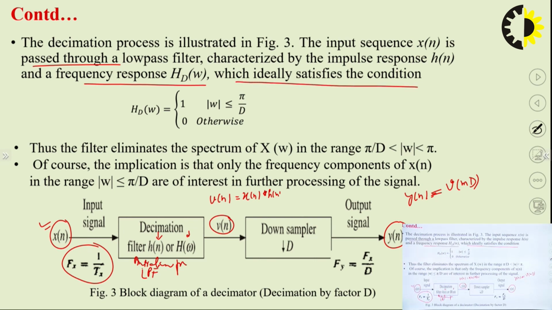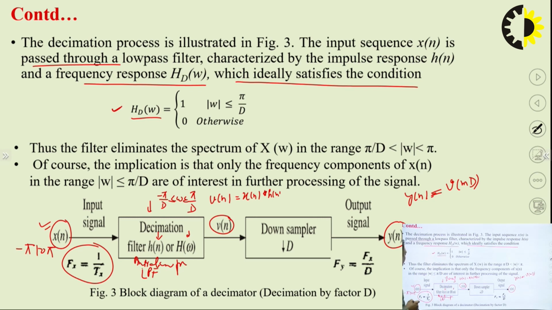If we take this low pass filter as an ideal filter, the frequency response of this decimation filter, which is why we write it Hd of omega, will be 1 for |omega| less than or equal to pi by D. So the bandwidth is from minus pi by D to pi by D. Originally the bandwidth of the sequence x[n] is from minus pi to pi, and the bandwidth of this is minus pi by D to pi by D.